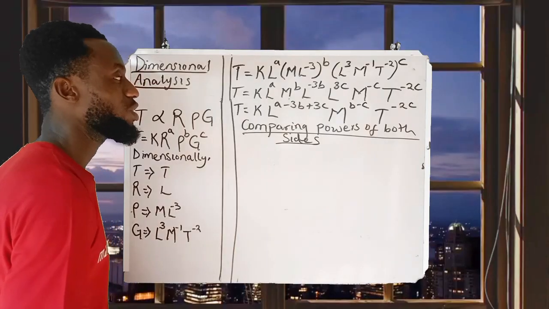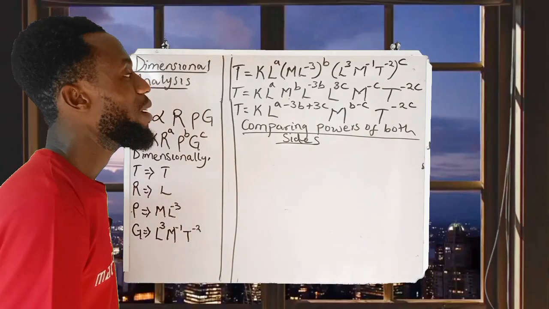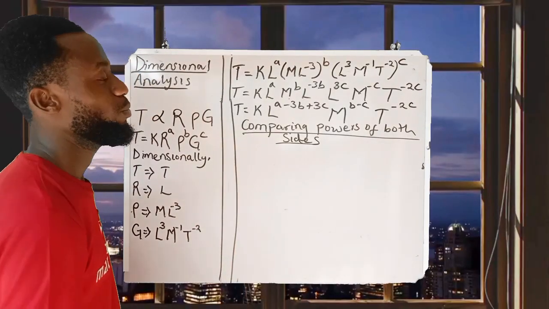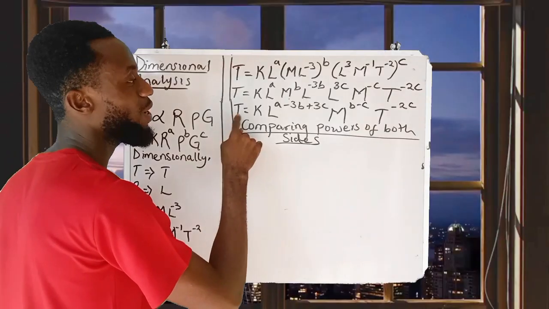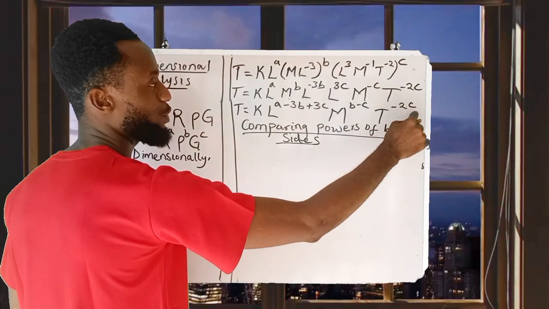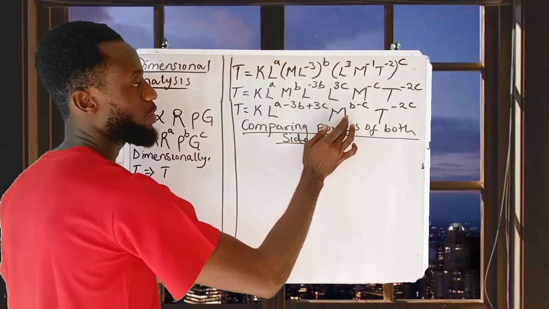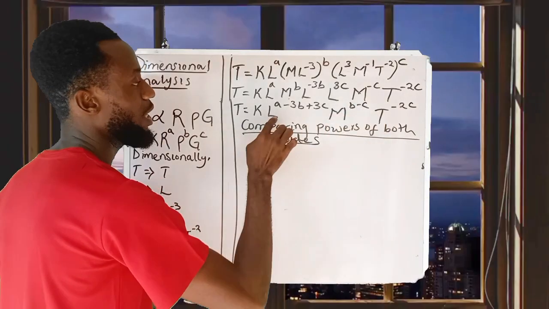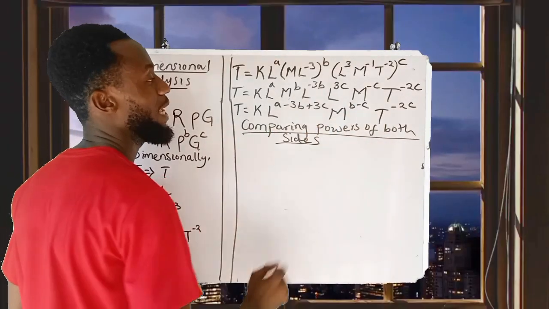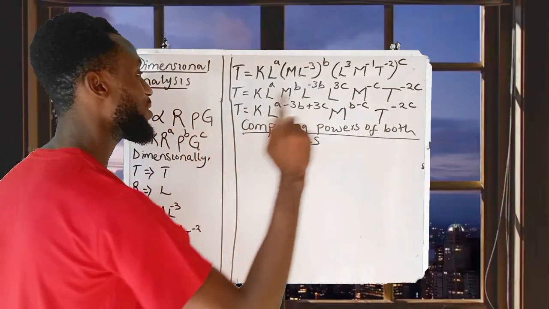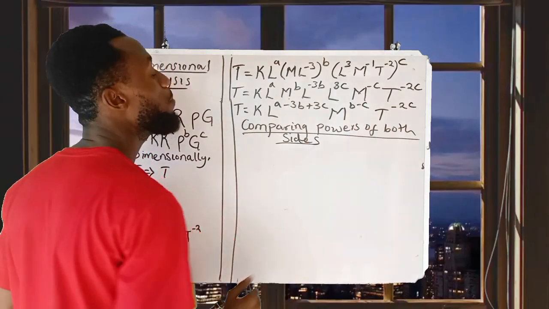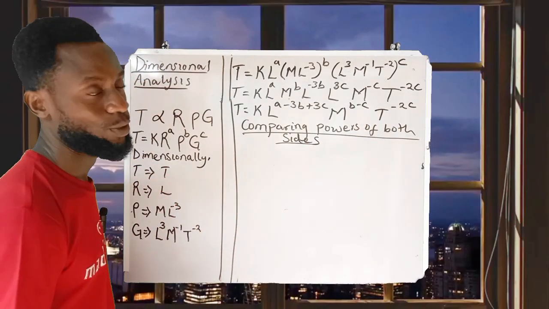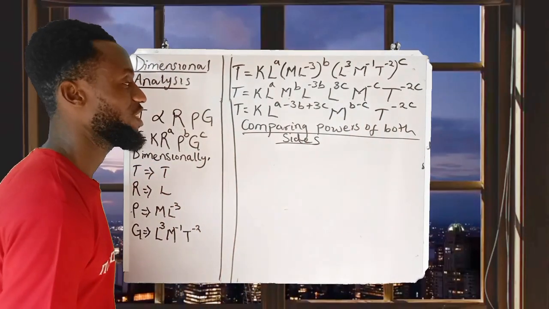Wisdom demands that you start with the powers with fewer unknown variables. For example, if you check, the power of time only has minus 2c. If I want to go with mass, mass has b and c. And if you go for length, length has a, b, and c. So wisdom demands I would start by comparing the powers of t. It doesn't matter actually, it just makes things faster and easier for us.